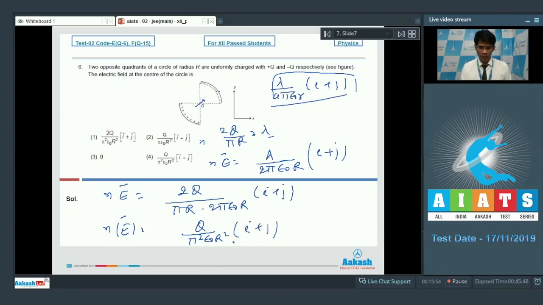Just see the options if we have got the answer there. That means option 4 is the matching answer for question number 6. Now let's proceed to question number 7.